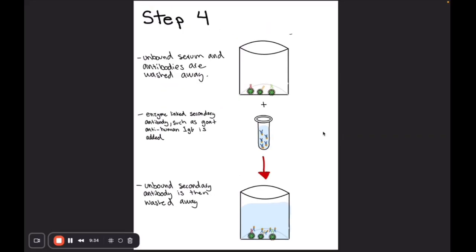In step 4, the unbound serum and antibodies are washed away. Next, the enzyme-linked secondary antibody, such as goat anti-human IgG, which binds to human antibodies, is added. If the patient's antibodies are present, the secondary antibody attaches and brings the enzyme with it. Unbound secondary antibody is then washed away.